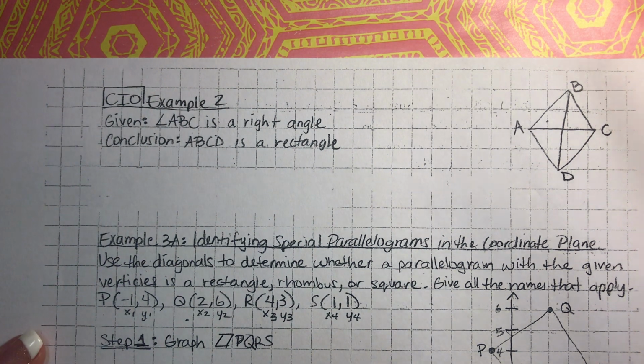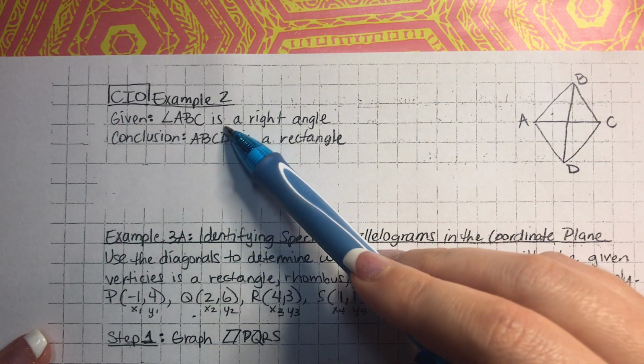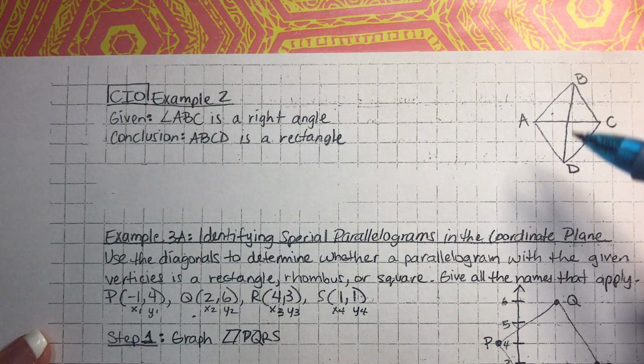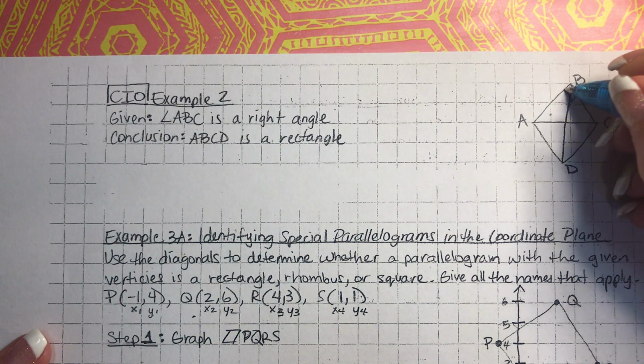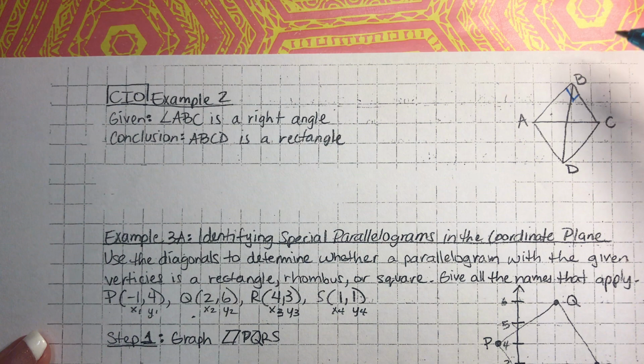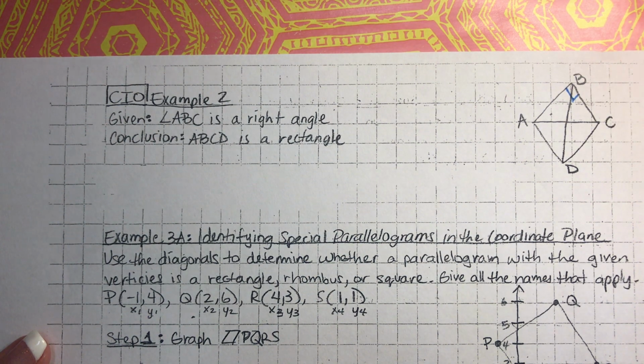Okay, let's see how you did. This says angle ABC is a right angle. Okay, so this angle is a right angle. Conclusion, ABCD is a rectangle. What do you guys think? Well, this is good, right?